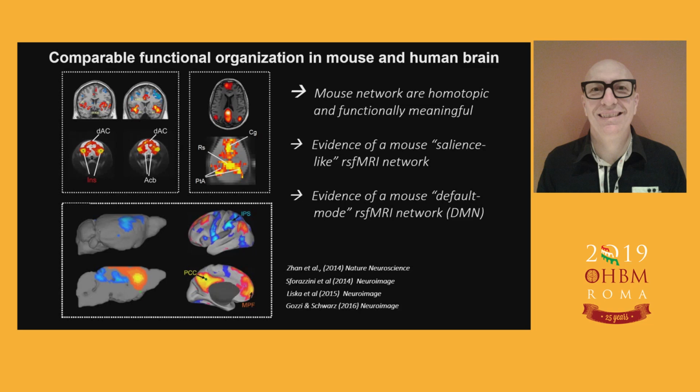And this notion is supported by quite a few studies that we carried out in the lab and that have, in the meantime, also been replicated by many other groups in the world, suggesting that overall there is a comparable functional organization in resting state networks between human and mouse. And these fundamental features, for example, are the fact that these networks we see across species are homotopic, they are functionally meaningful, and we also have important integrative networks that are evolutionarily conserved, such as a salience-like network in rodents and a default mode-like network in rodents, and these are, of course, two polymodal networks that are very important and key for autism.